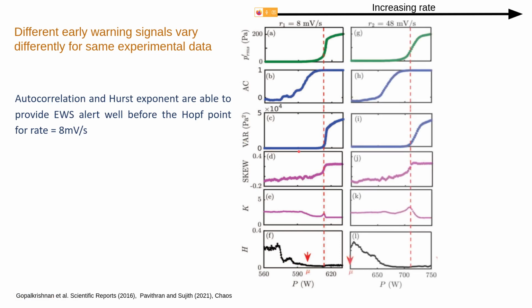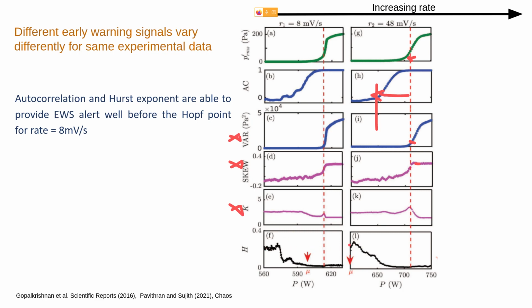When you increase the rate to 48 millivolt per second, you can see that the RMS value, instead of jumping at a particular point, slightly moves backward. However, autocorrelation is able to increase well before the onset of tipping, whereas variance remains low until very close to the onset of tipping. So this doesn't work. Skewness has a gradual increase and then settles down to lower values, so it does not show much as an early warning signal for this system. Kurtosis goes up, then comes down, so it's also not useful as an early warning signal.